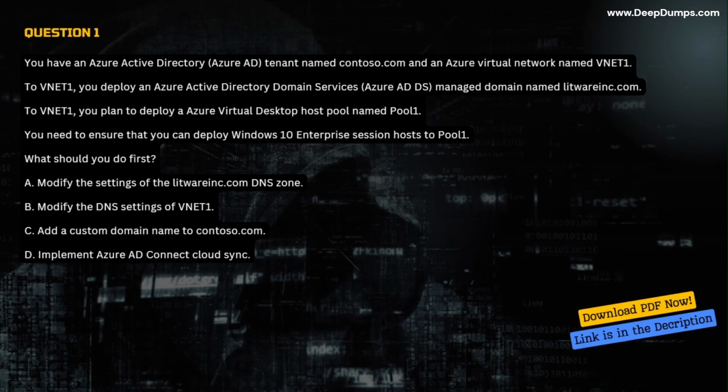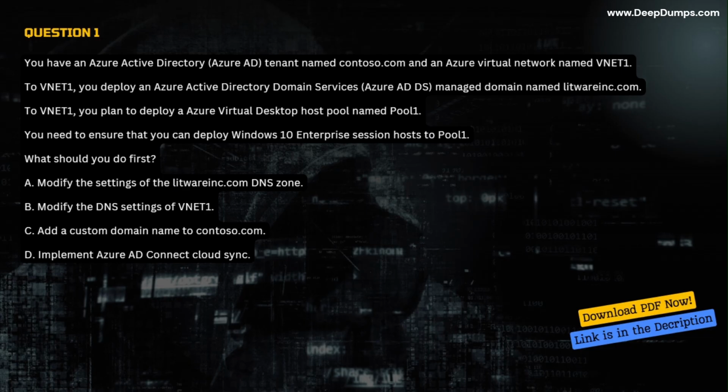Question 1. You have an Azure Active Directory (Azure AD) tenant named Contoso.com and an Azure Virtual Network named VNet1. To VNet1, you deploy an Azure Active Directory Domain Services (Azure AD DS) managed domain named litwaring.com. To VNet1, you plan to deploy an Azure Virtual Desktop host pool named Pool1. You need to ensure that you can deploy Windows 10 Enterprise session hosts to Pool1. What should you do first?